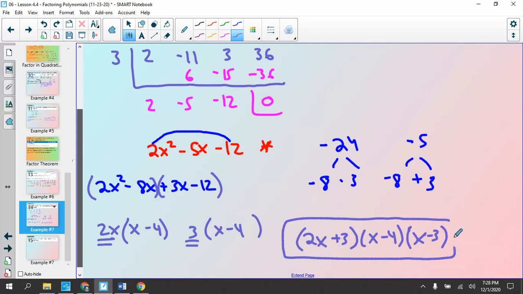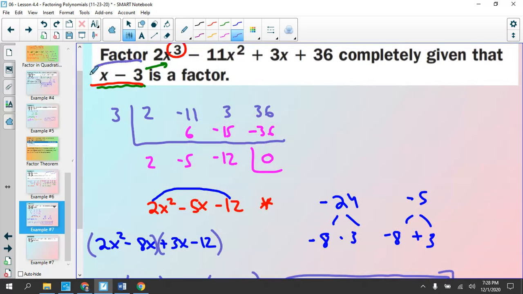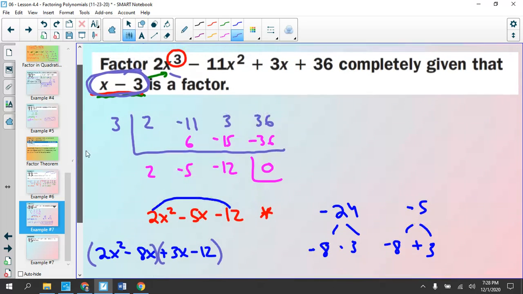So for right now, you may be asking yourself, that was really convenient. Why did they just say, hey, this was a factor? We're eventually going to take that away and say, hey, just factor this completely, and we'll get there. But use a factor to help you finish factoring it is kind of what I would call this section.